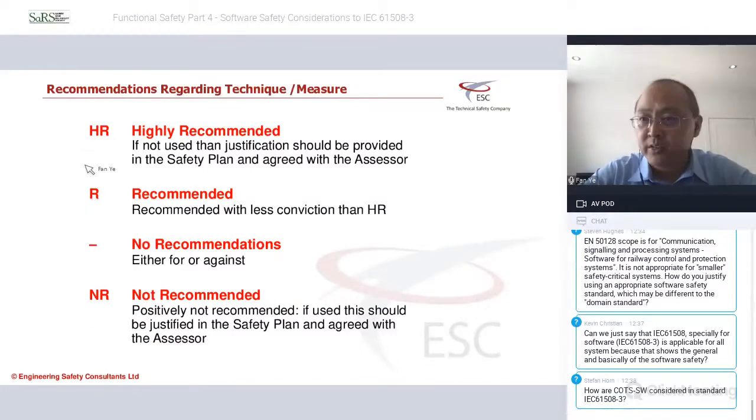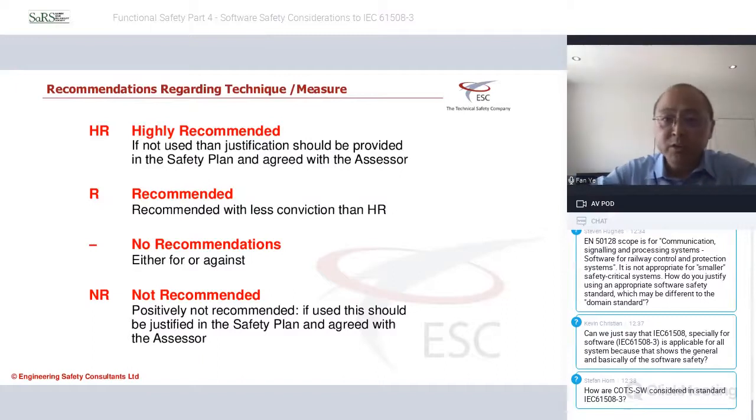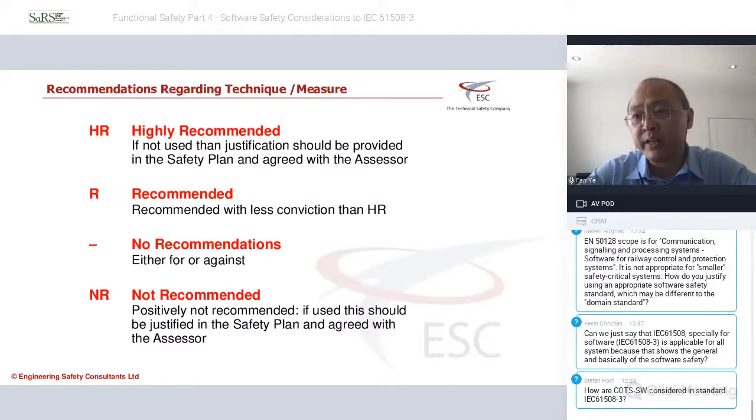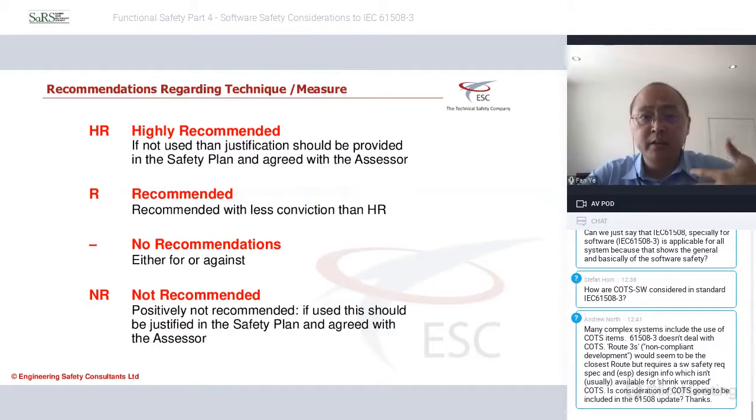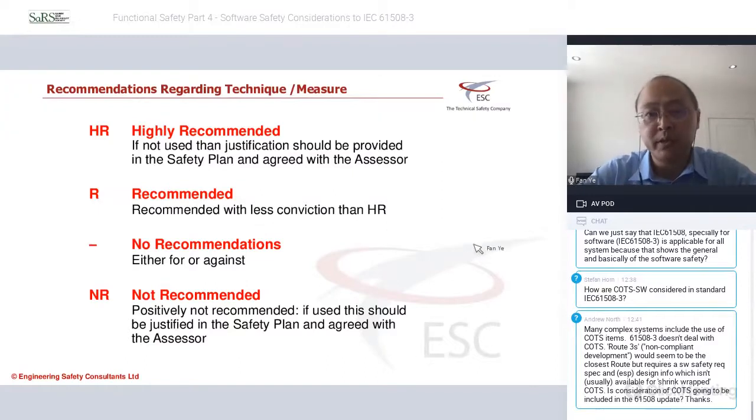They have designations for those techniques. There are four designations: highly recommended, recommended, no recommendation, or not recommended. If it is highly recommended and you're not using it for your specific application at that SIL level, you have to provide a strong justification why you're not using it, and agree with your functional safety assessor. If it is recommended and you're not using it, again, you need to provide justification, but with less rigor in comparison with highly recommended techniques and measures.